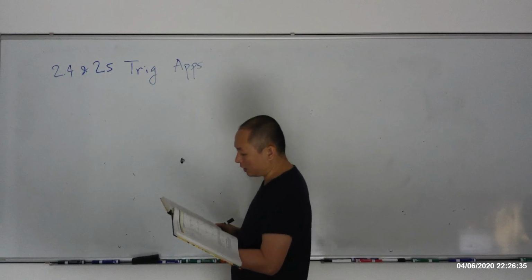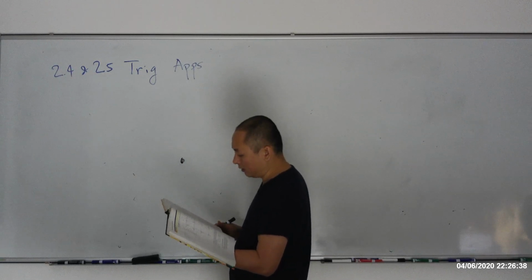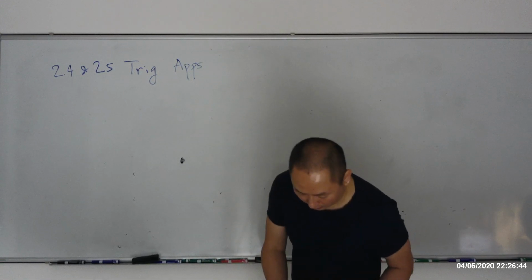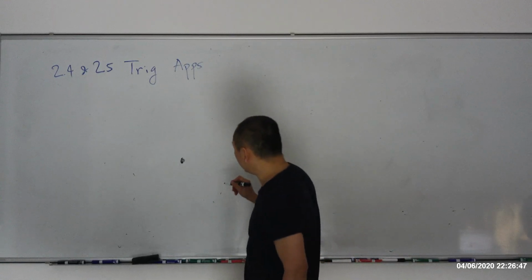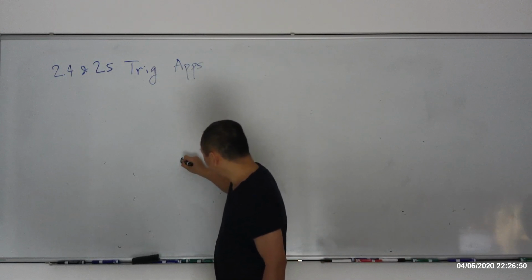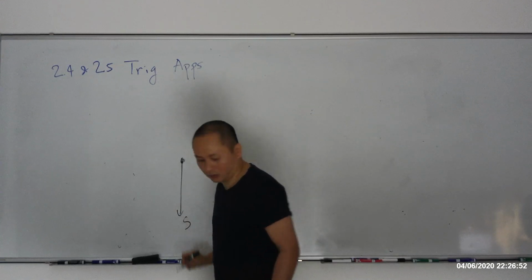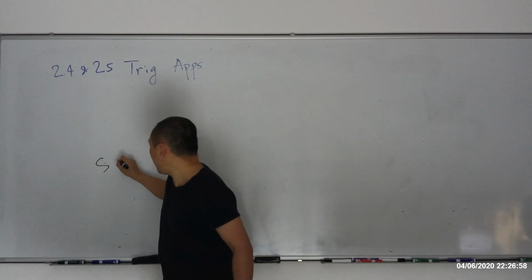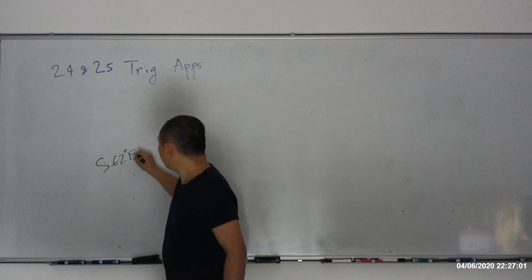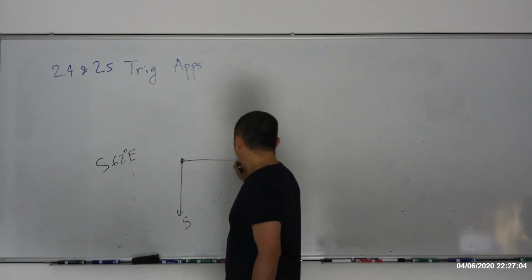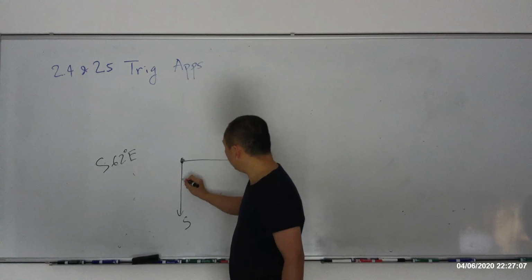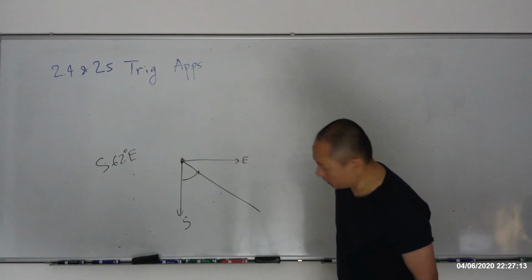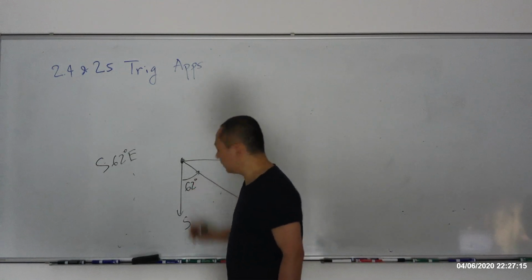A ship leaves its home port and sails on the bearing of south 61 degrees 52 minutes. Let's make it simple: 62 degrees. This is south, and east is here, so we say south 62 degrees east. South right here, east right here, 62 degrees. This is the direction of the movement of the ship, and this angle is 62 degrees.